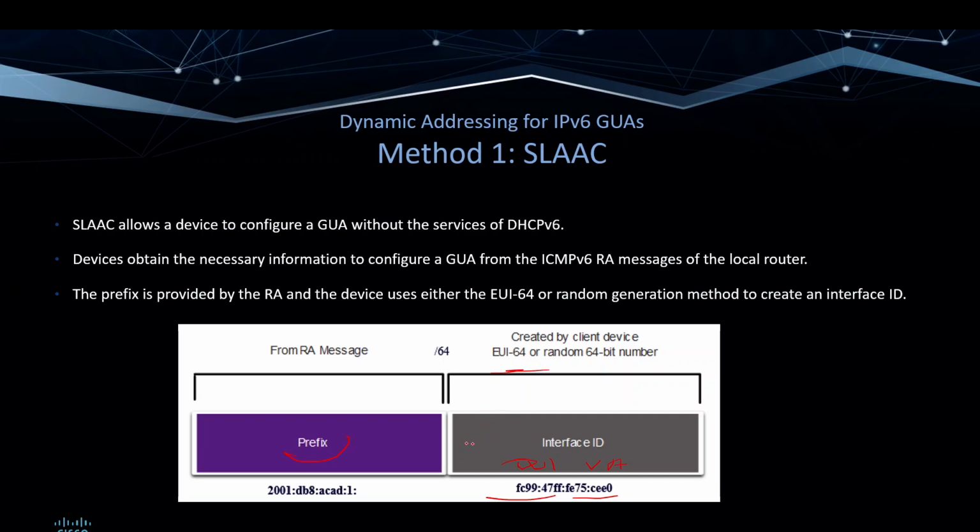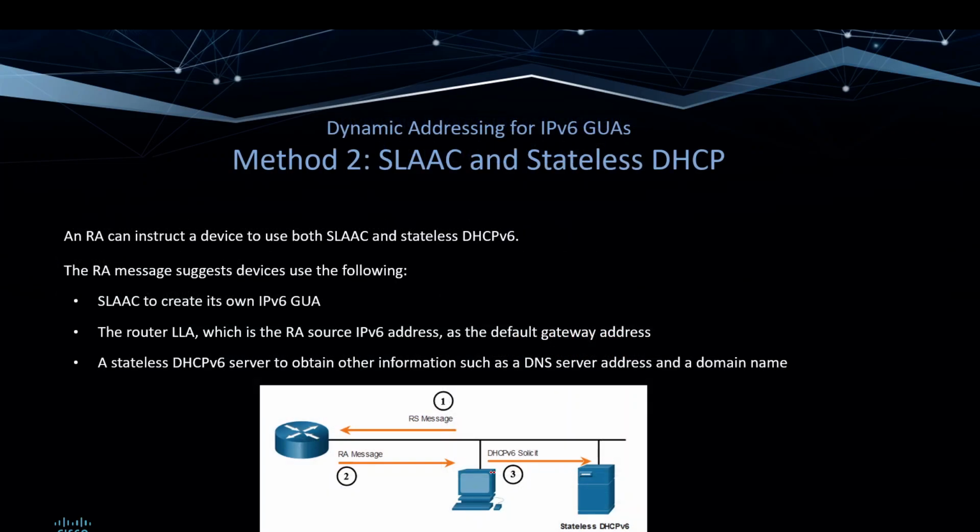or it could be randomly generated. And this is actually for security reasons. Some people don't want others to guess the interface ID of their IPv6 address. So as you can see, I want to elaborate on this a little bit, because things are probably still fuzzy.